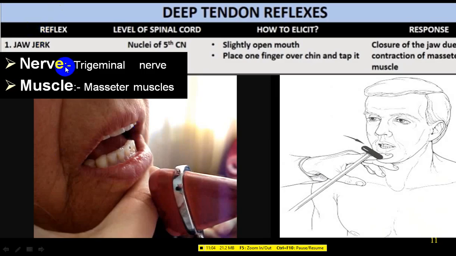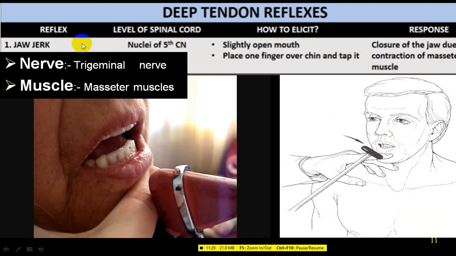In a jaw jerk, the sensory is fifth cranial nerve, motor is also fifth cranial nerve, the muscle involved is masseter. You ask the person to partially open the jaw and then give a sharp jerk over the chin by putting a thumb or finger in between. The response is closure of the jaw due to the contraction of masseter muscle. This is called jaw jerk.